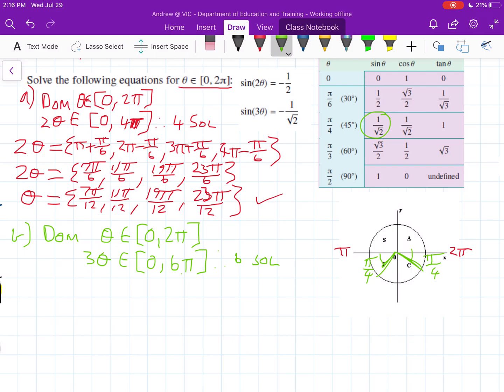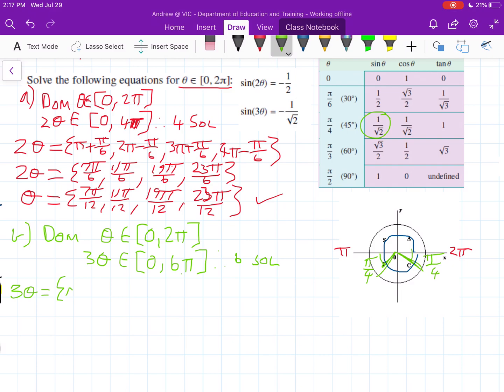So now it's just about breaking down all of these values that it can be. So 3 theta, this is going to equal. So we go around our circle once. So start here, go around our circle. We've got our first value there, which is pi plus pi on 4. And our second value here, which is 2 pi minus pi on 4. Then we continue going around and around. So I'll write out all of these.